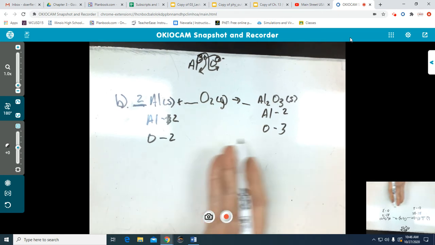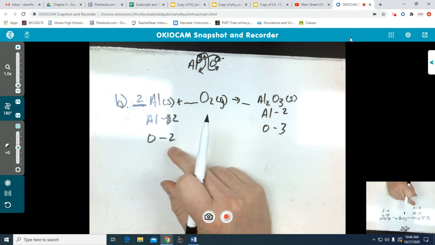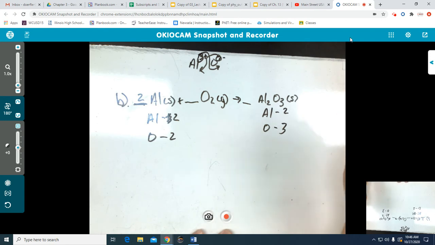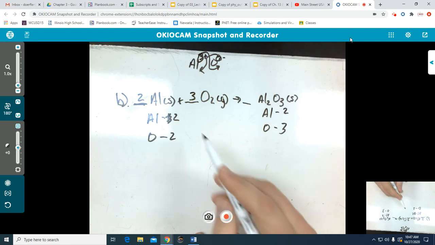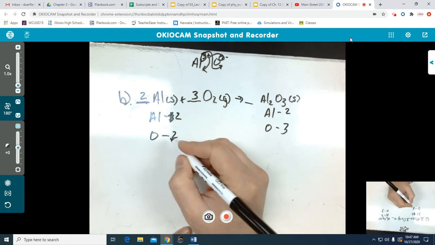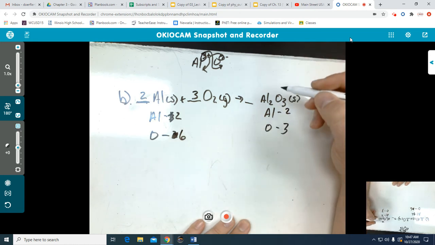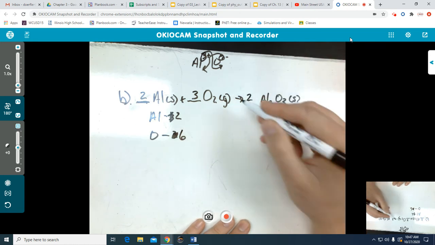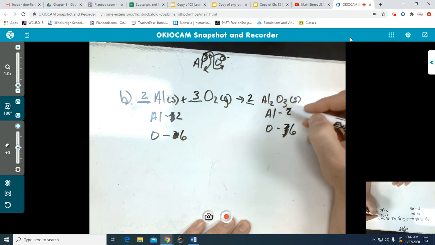However, oxygen is not. So again, oxygen has 2 on the reactant, 3 on the product. Got to figure out what the lowest common factor is, which by now you should probably know is 6. So in order to get 6 on both sides, I put a coefficient of 3 on the O2 on the reactant side, and that gives me 6 oxygens on the reactant side, and a coefficient of 2 on the product side, which now gives me 6 on the product side for oxygen.